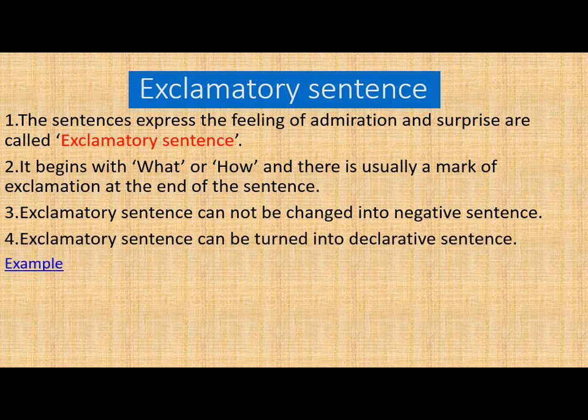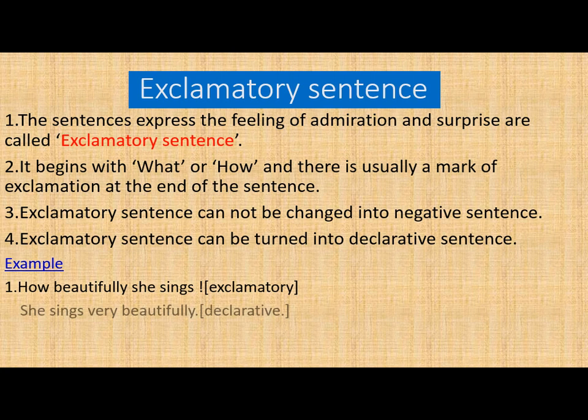Now, example. How beautifully she sings! Exclamation mark. It is an exclamatory sentence because there is "how" in the beginning of this sentence and there is an exclamation mark at the end of the sentence. Now we can change it into a declarative sentence, and if we change it, the sentence will be: She sings very beautifully. It is a declarative sentence.